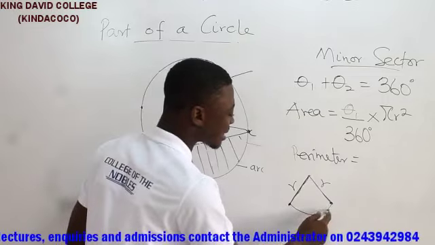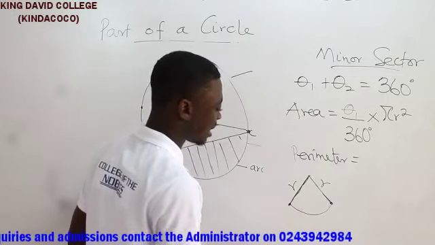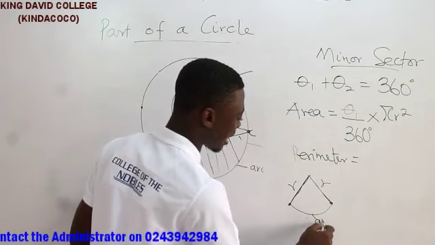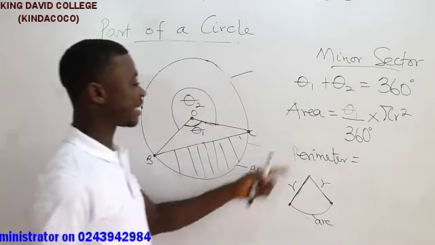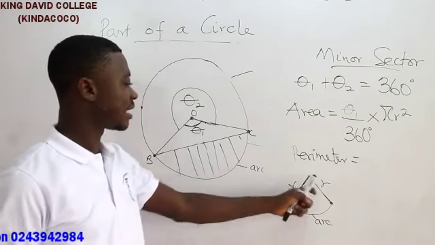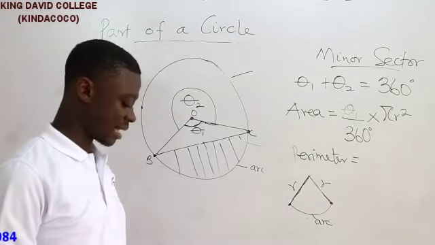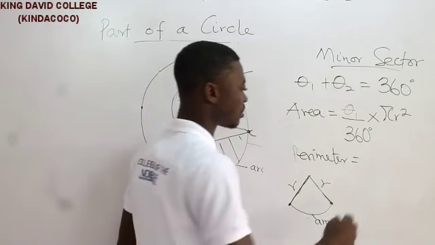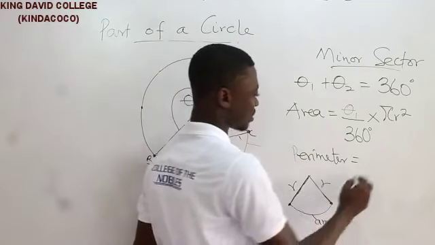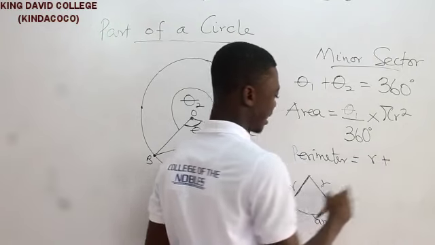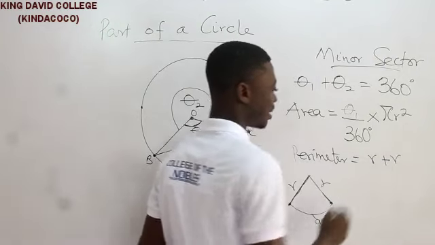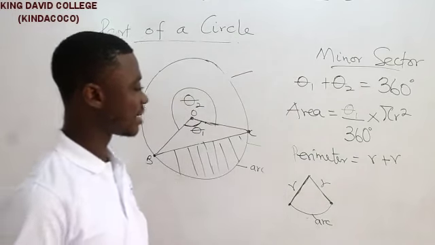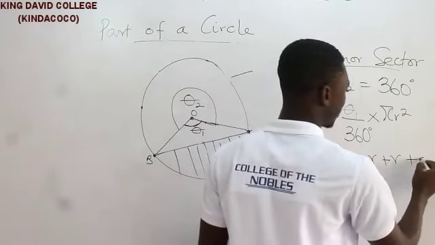So how do I get this part of the circumference? We can say that this part is called an arc. So the perimeter of a minor sector over here is going to be this first r plus another r. The radii are the same, so r plus r, then plus what? The arc. So plus the arc.